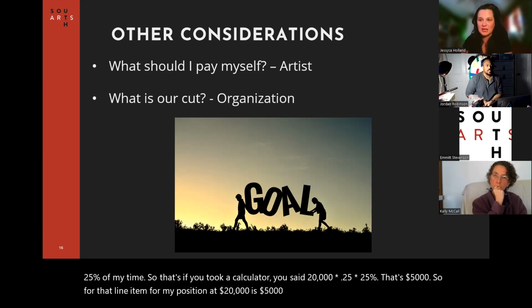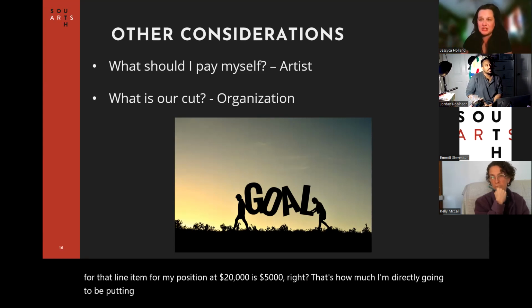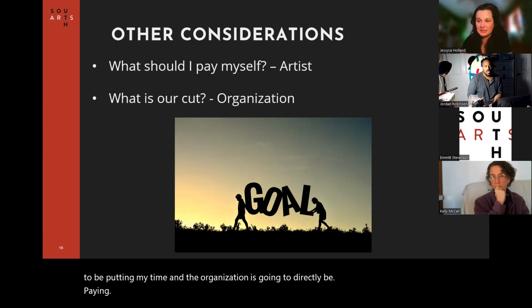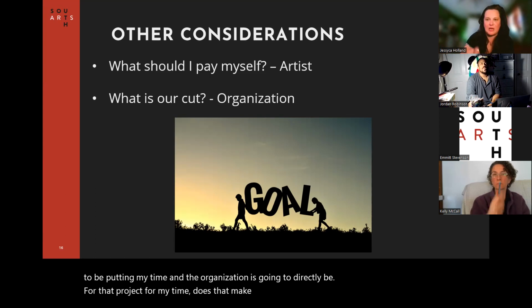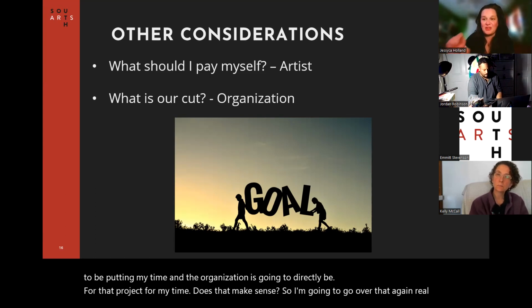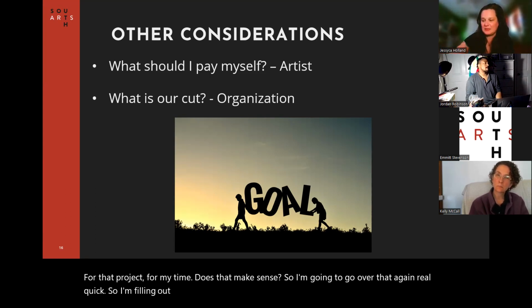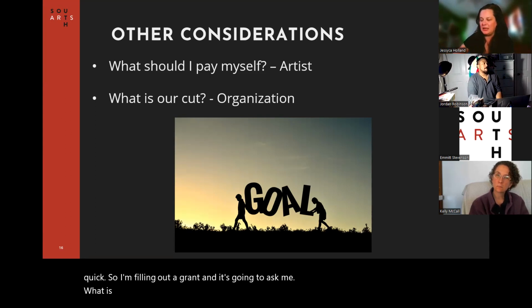That's how much I'm directly going to be putting my time, and the organization is going to directly be paying for that project for my time. Does that make sense? So I'm going to go over that again real quick. I'm filling out a grant, and it's going to ask me what are the expenses for the people who are working on this project, right?